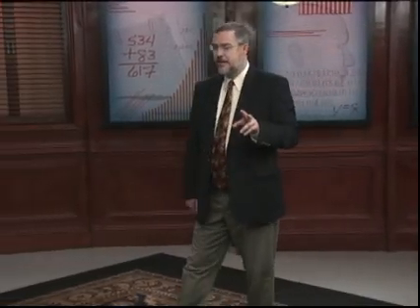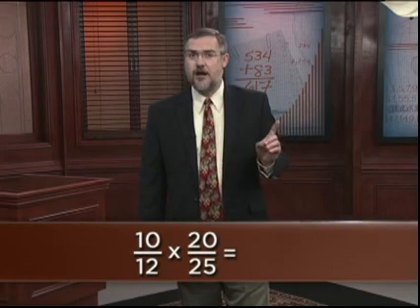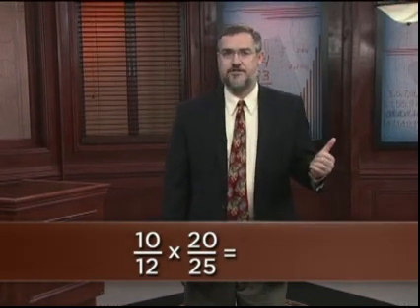Now, as we prepare to look at the next example, let me make a quick comment. Probably the most time-consuming part of these multiplication problems is the work that has to be done to make sure that the answers are in lowest terms. Now, let me walk through a couple of examples to show you how we can try to minimize the work that we have to do from the beginning of the problem in order to get our answer into lowest terms. Let's do the following together. Calculate 10 over 12 times 20 over 25.